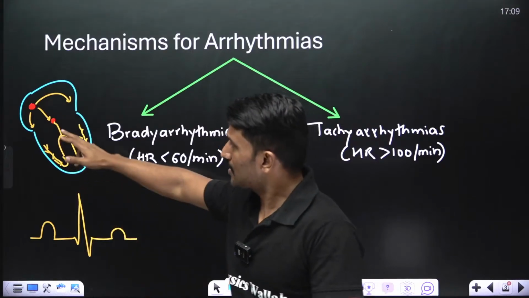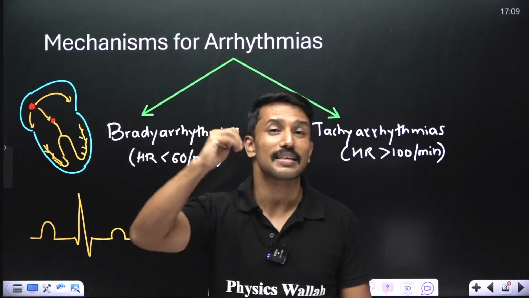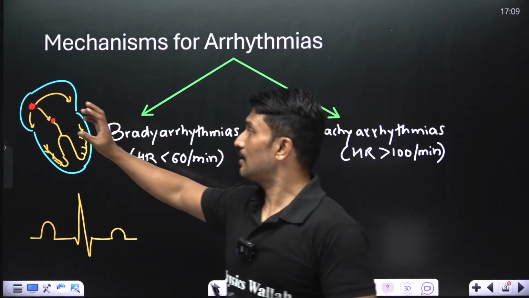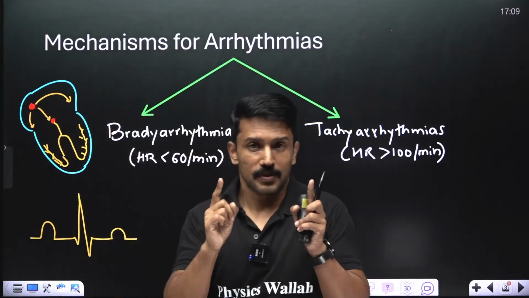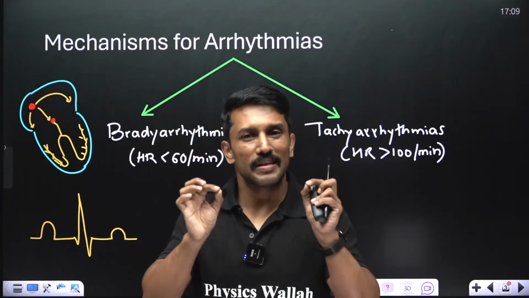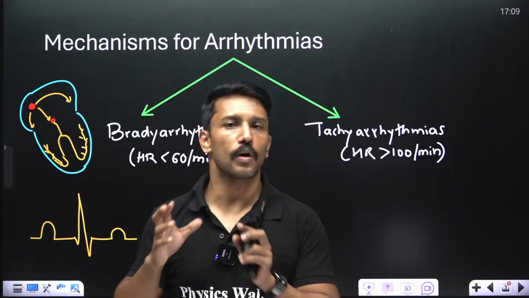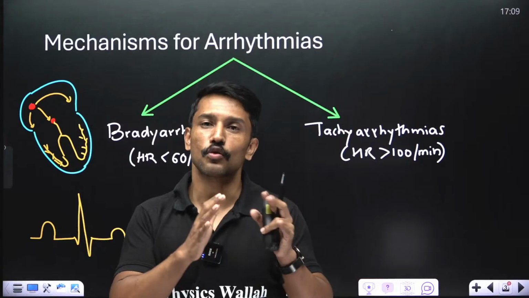The SA node itself is still the pacemaker. So then how is the heart rate increasing or decreasing? Though the SA node's normal automaticity is set between 60 to 100, it is influenced by other factors. What are those other factors? Mainly your autonomic nervous system, right?